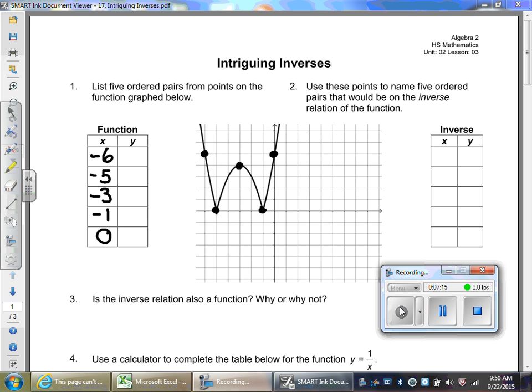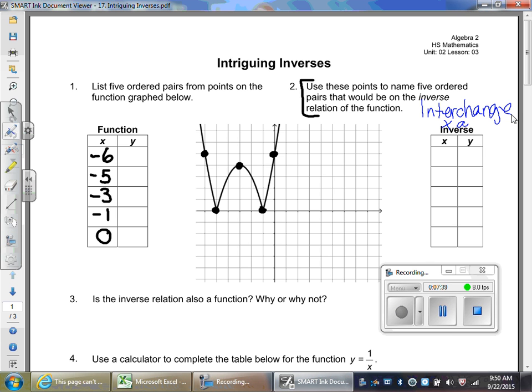And what I want you to do for the next table, if you read the instructions here, it says use these points to name 5 ordered pairs that will be on the inverse relation of the function. So to do that, what you're going to do is interchange the x and y values from the first table.